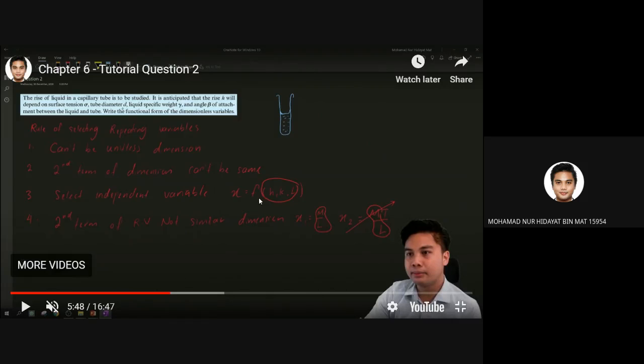All right, and in addition to that, I would like to stress here, point number five is that all the repeating variables together should have the three basic dimensions M, L, and T, and then it will complete the repeating variables. The difficult part is selecting the repeating variable. The rest would be easy.